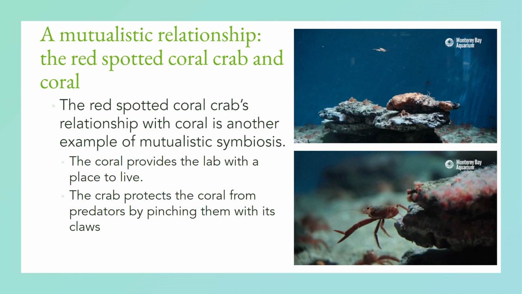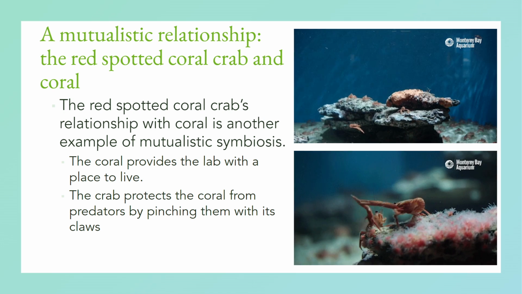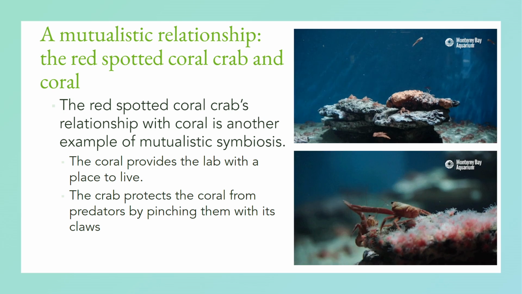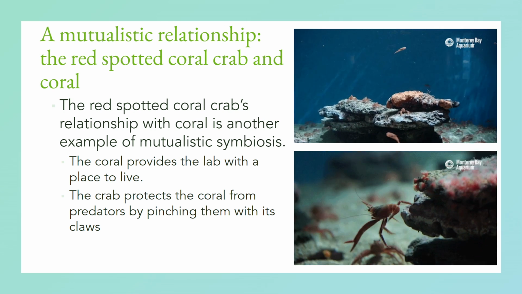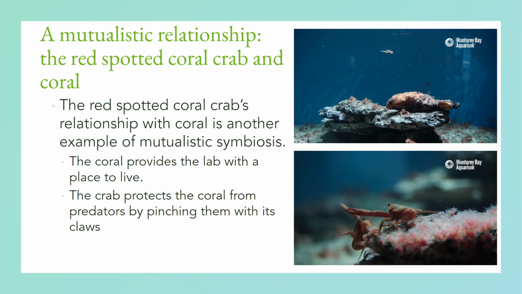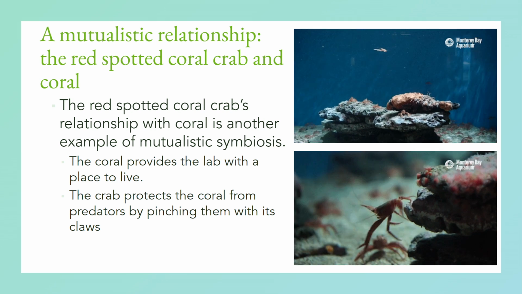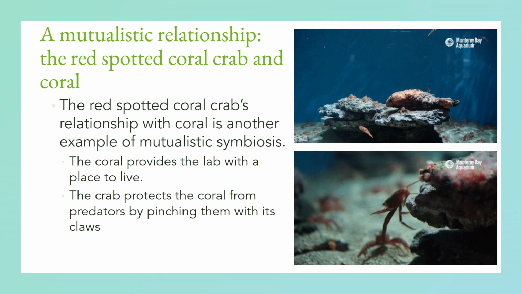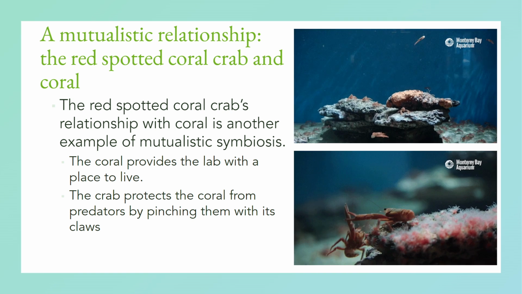We can also see another mutualistic relationship between the red-spotted coral crab and coral. The red-spotted coral crab's relationship with coral is another example of a symbiosis. The coral actually provides the crab with a place to live, and the crab protects the coral from predators by pinching them with its claws if they get too close.